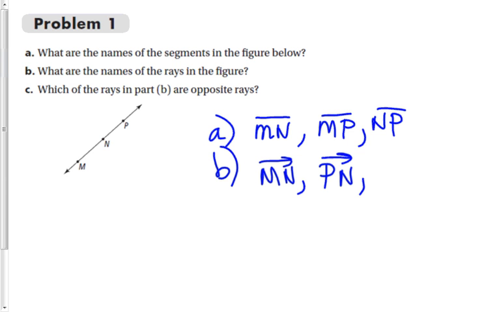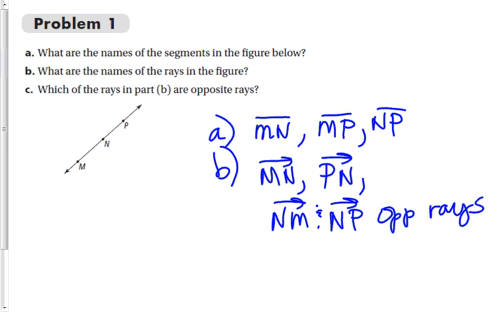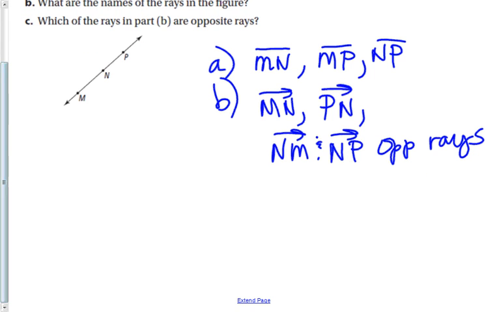And we also have our opposite rays are NM and, they have to share an endpoint, so NP. Those are opposite rays. All right. Part C says, oh, that was part C. All right, so go ahead, you try that.